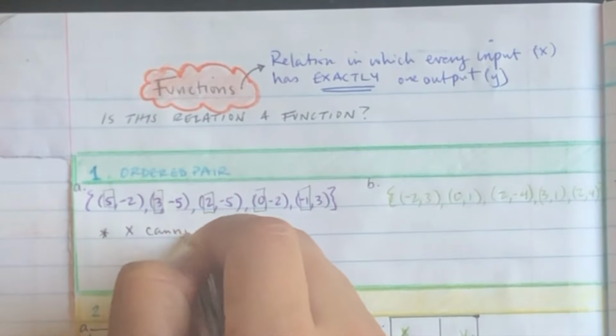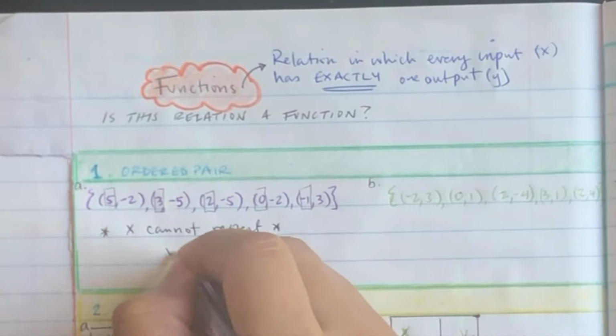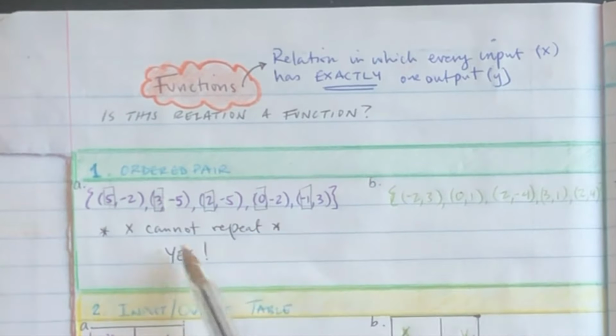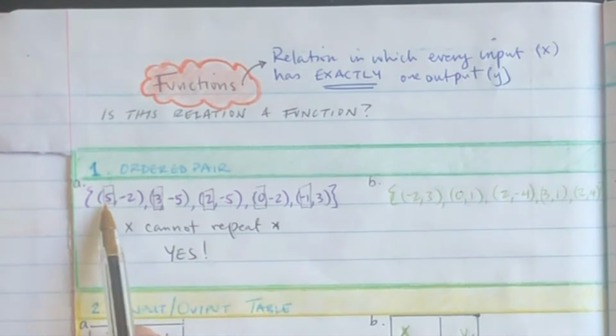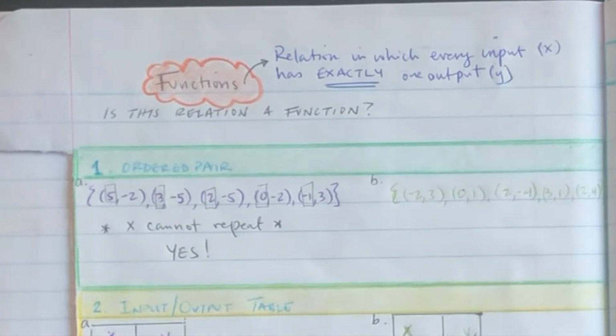So x cannot repeat. So yes, it is a function because for every input x, there's exactly one output y. Let's take a look at another example.